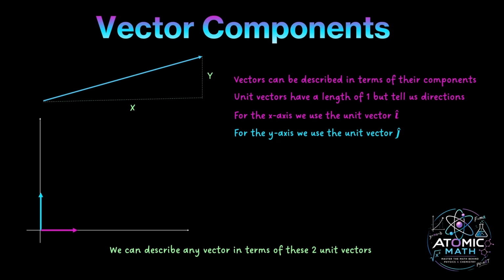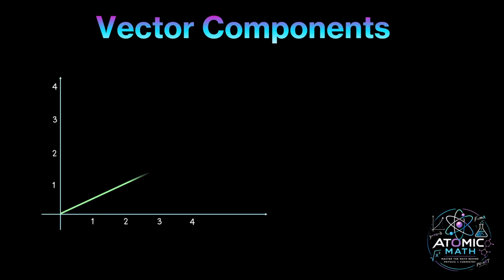Now in this video, we're only working in 2 dimensions, so we're not using the third dimension, the z-axis. But if we were, the unit vector for the z-axis is k hat. So let's take a look at how this would work. Let's put up a vector here and we'll create our component vectors. So remember, each one of these vectors is just a unit 1, but it is telling us direction. The blue ones are telling us y direction, the pink ones are telling us x direction.